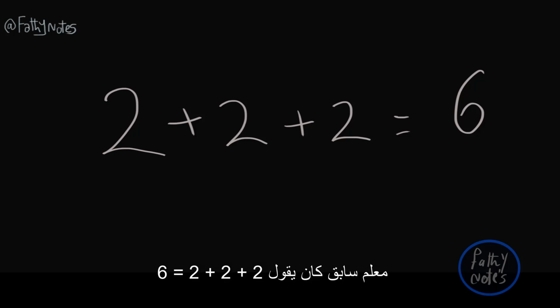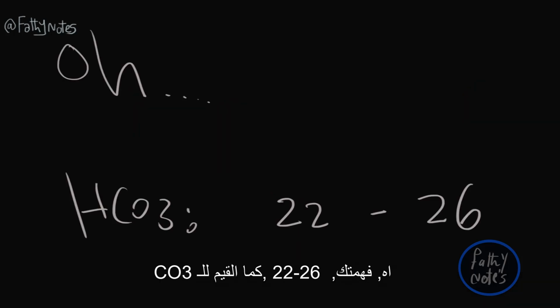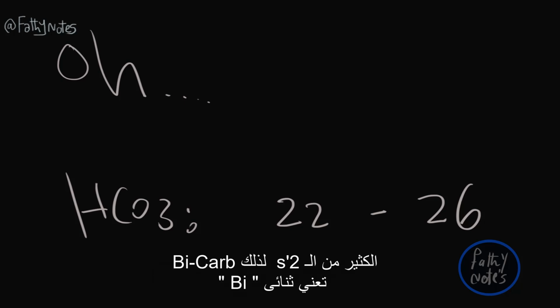Makes it nice. Question. Our teacher told us to remember that 2 plus 2 plus 2 equals 6. That's true, but what does that mean? Oh, okay. 2 plus 2 plus 2. Oh, 22 to 26. 2, 2, 2, 6. Oh, that's cool. That's an easy way to remember. That's good. Lots of 2s, bicarb. So 2, 2, 2, 6.